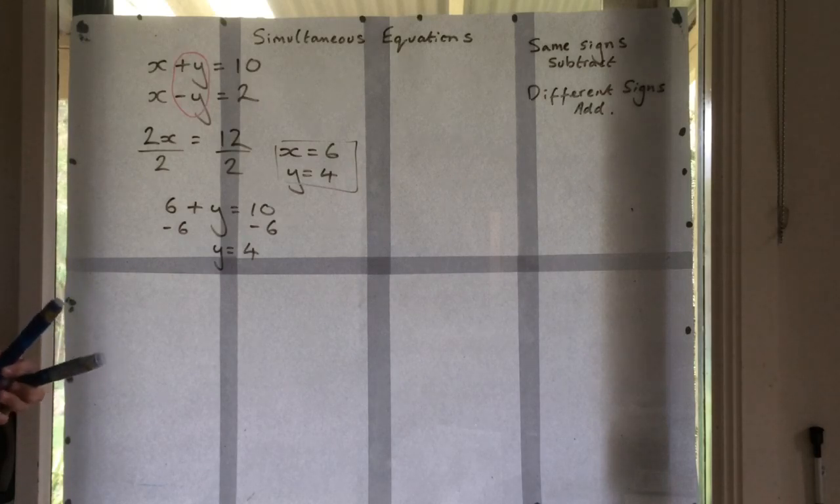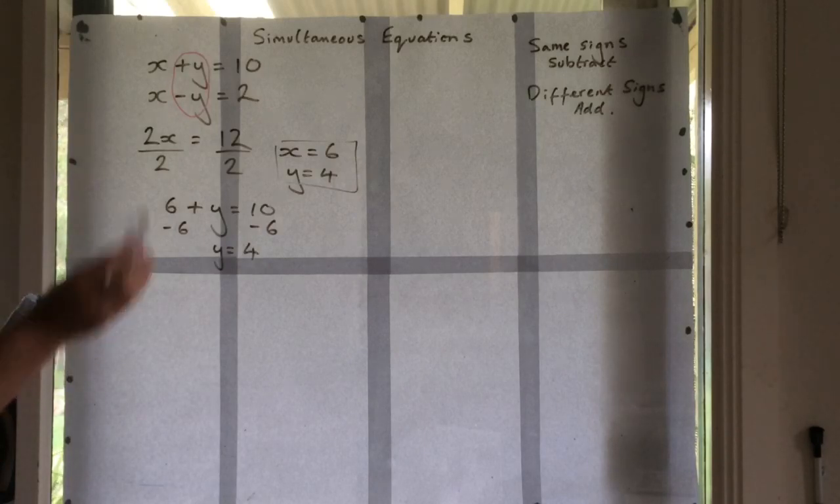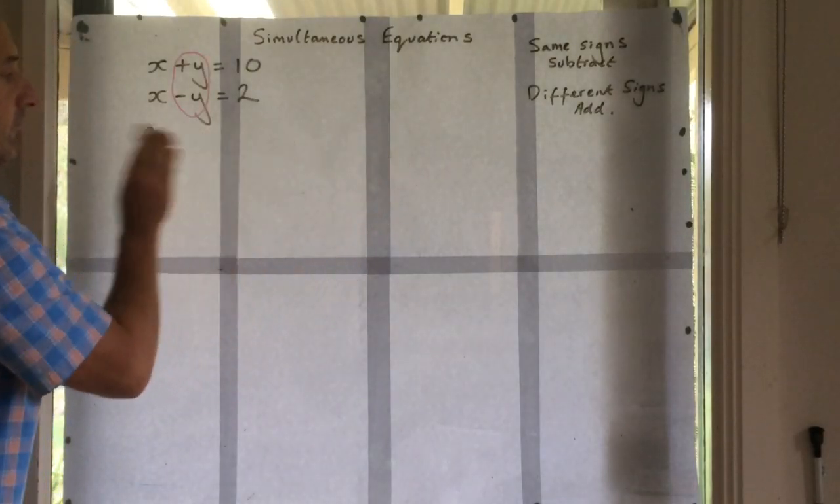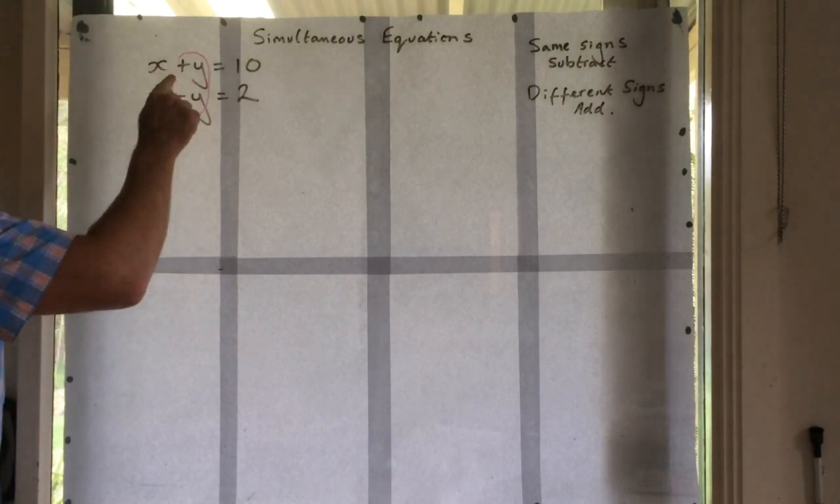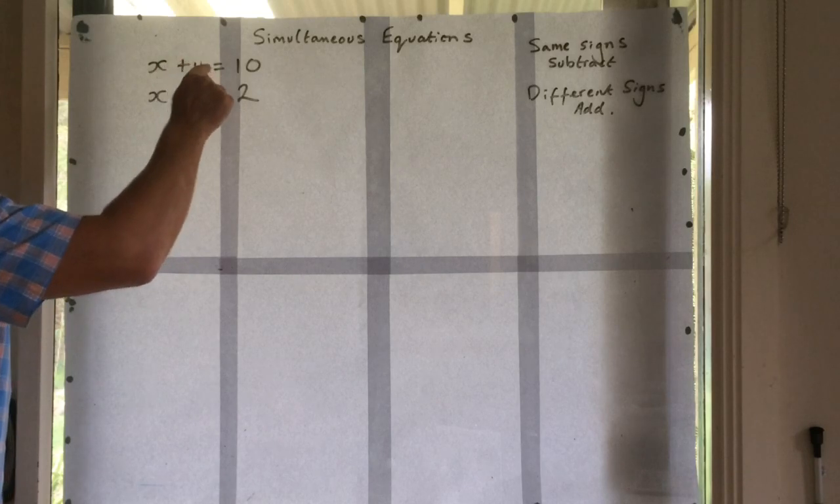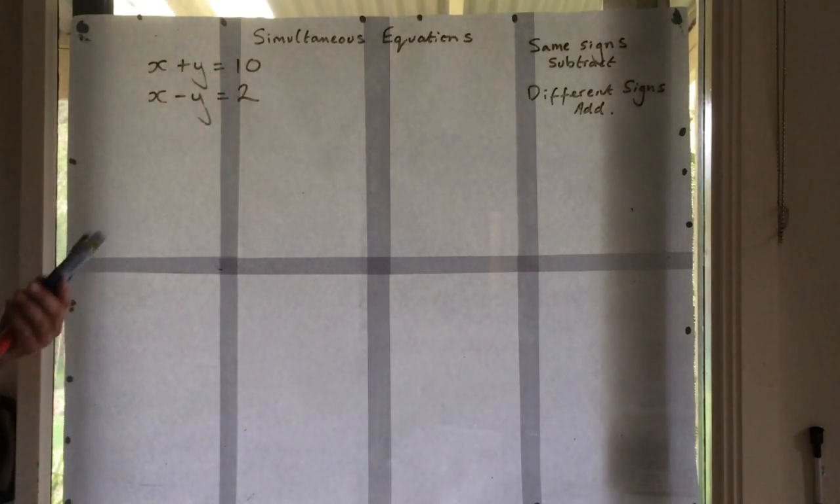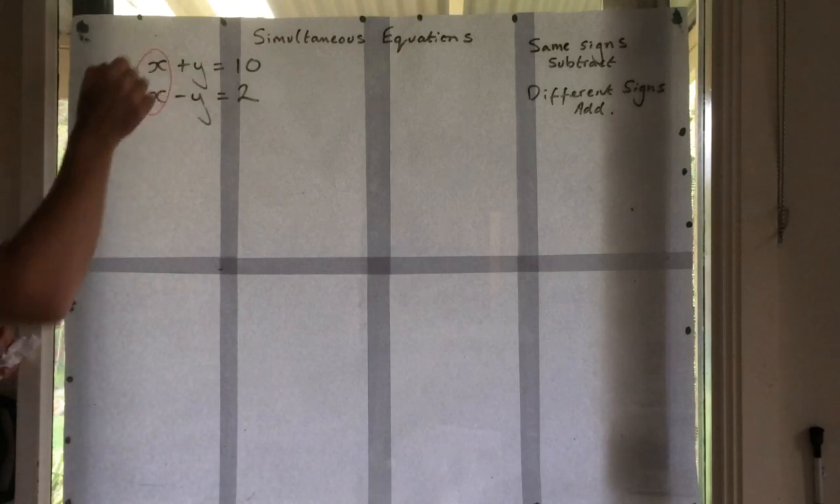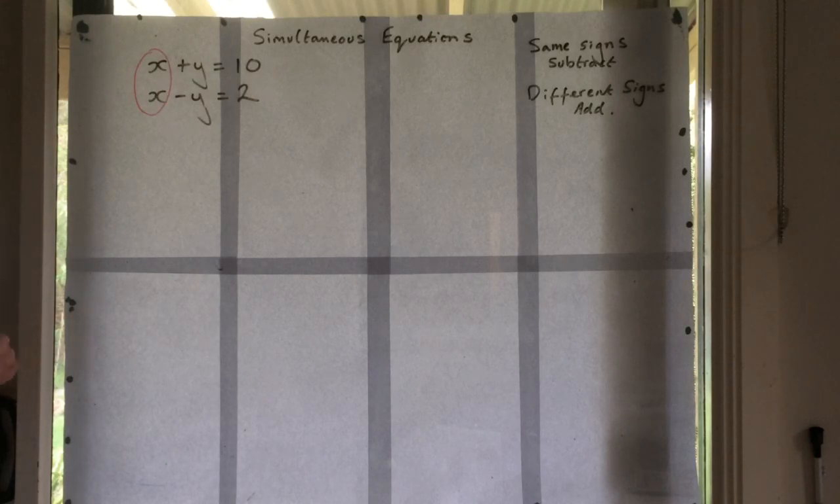Now you might say, is there any other way we can do that? Yes, there is. I'm just going to rub this lot out, and we're still going to arrive at the same answer. So we start off again, but this time we're going to cancel out the x's.